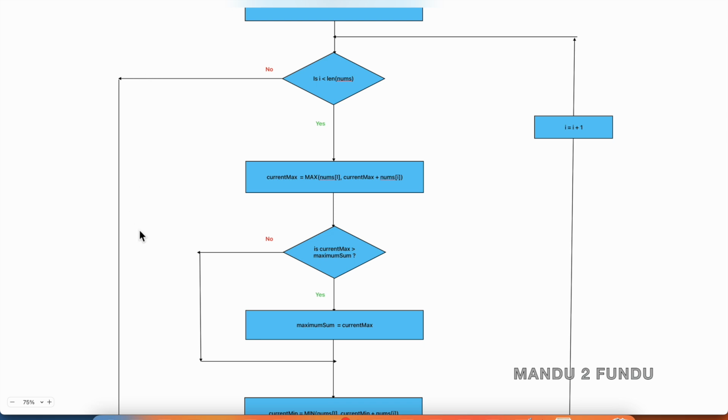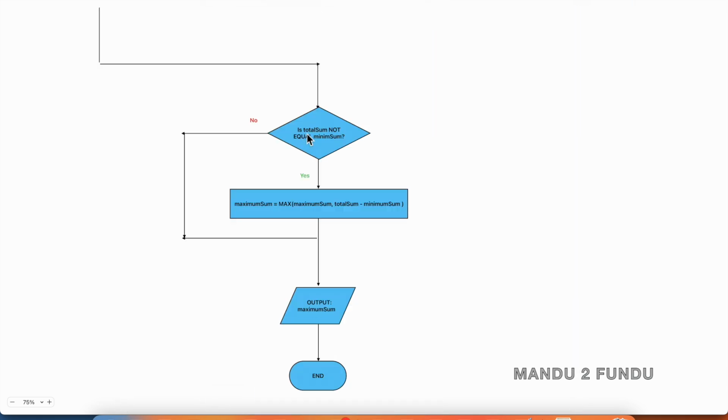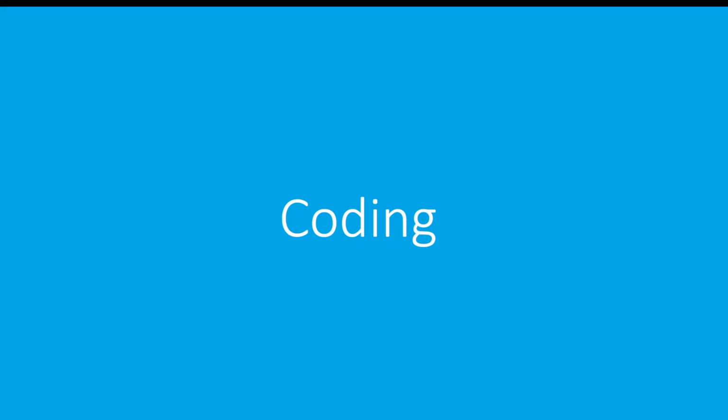Once that is done, we come out of the loop. We check whether the total sum is not equal to the minimum sum. If that is the case, then we find the maximum of the maximum sum and the difference between the total sum and the minimum sum. Whichever is greater gets assigned to maximum sum. The maximum sum value is returned as the output. Let's move on to coding.